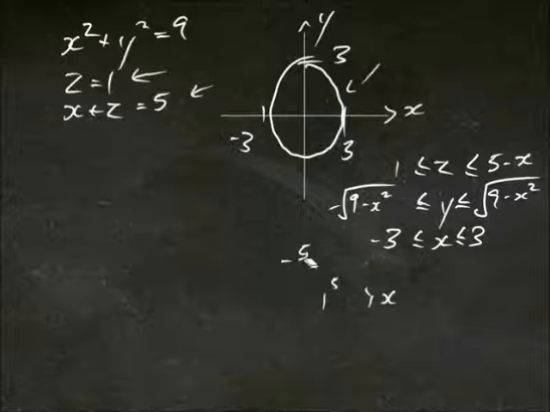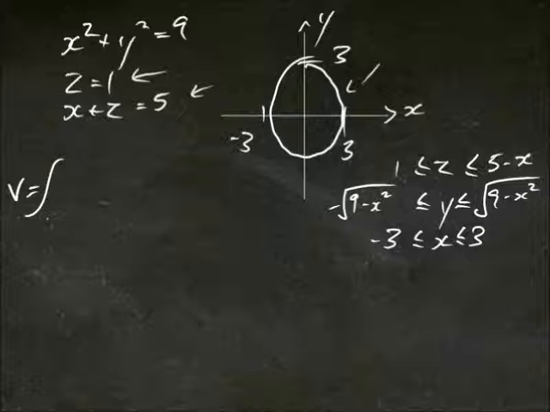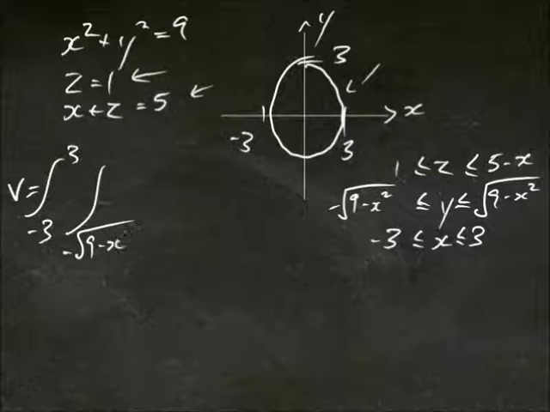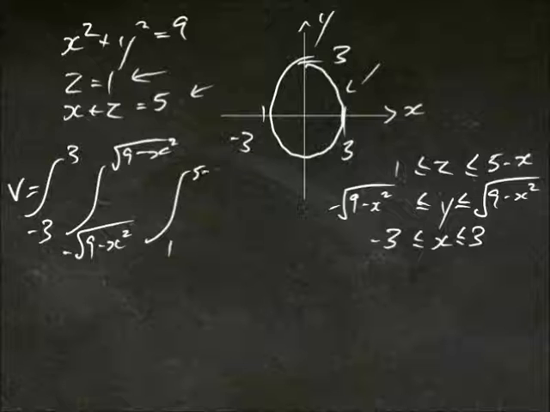So putting this in our equation, we can say that the volume is equal to the integration from negative 3 to 3, which is our X, between negative the square root of 9 minus X squared and the square root of 9 minus X squared. And for Z, it's simply between 1 and 5 minus X. And we have our dz, dy, dx.